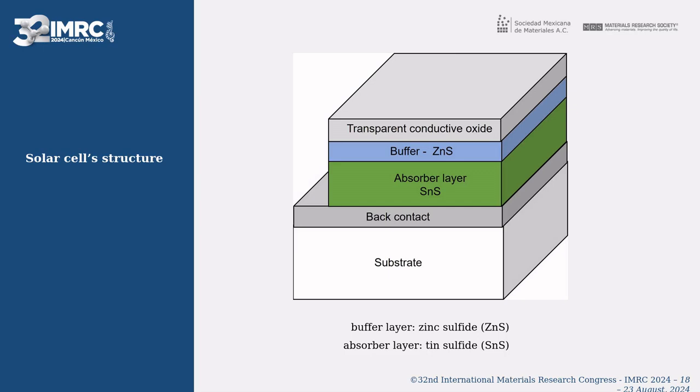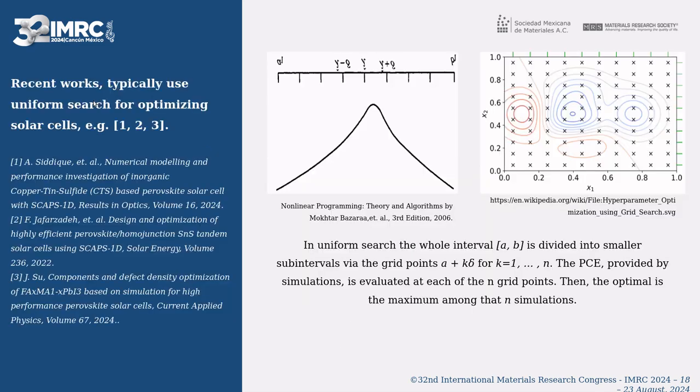Thin-film solar cells have a configuration consisting of an optical window and an absorber layer. The optical window is composed of a transparent conductive oxide and a buffer layer. In this work, we use zinc sulfide as the buffer layer and tin sulfide as the absorber layer because we are interested in materials with lower toxicity. In addition, they are abundant in nature.